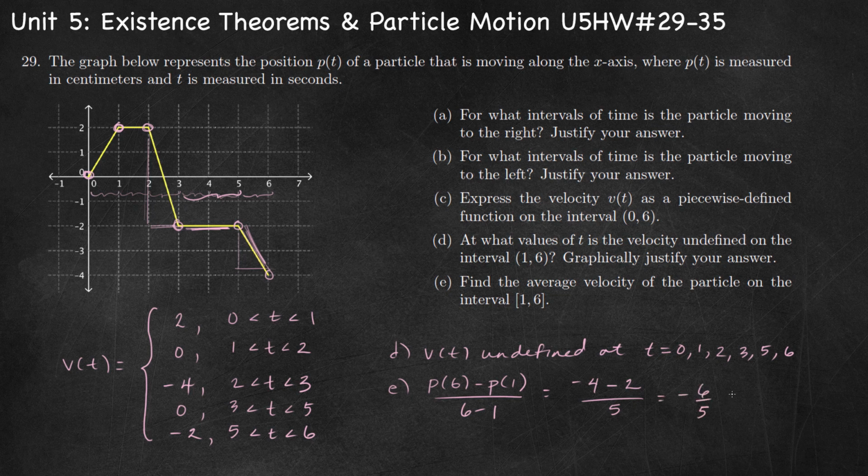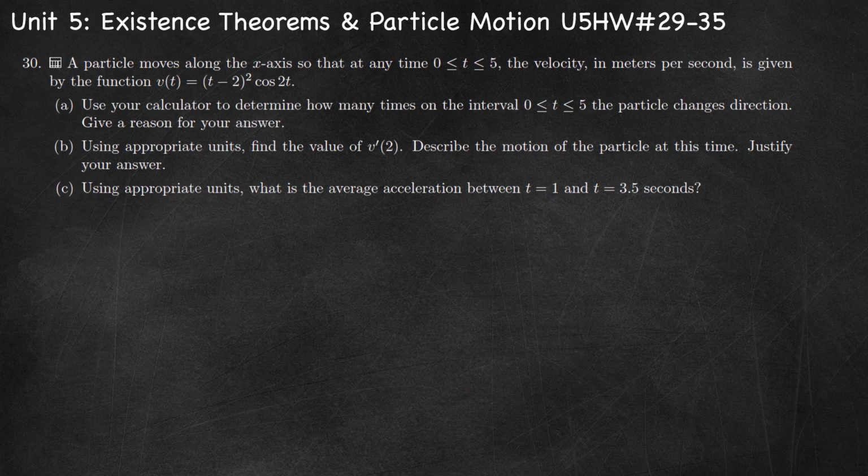This is average velocity. So in my numerator, I have change in position. That was centimeters. In my denominator, I have the change in time, which was seconds. So my velocity is measured in centimeters per second.